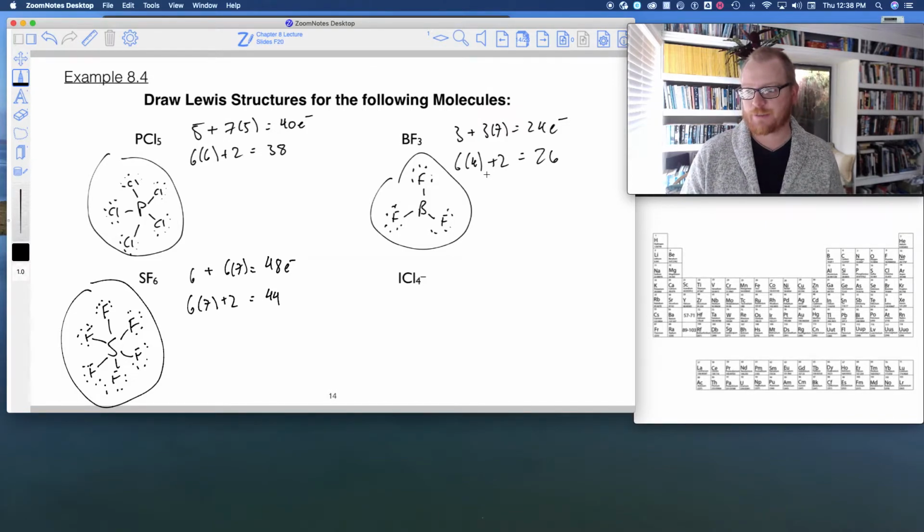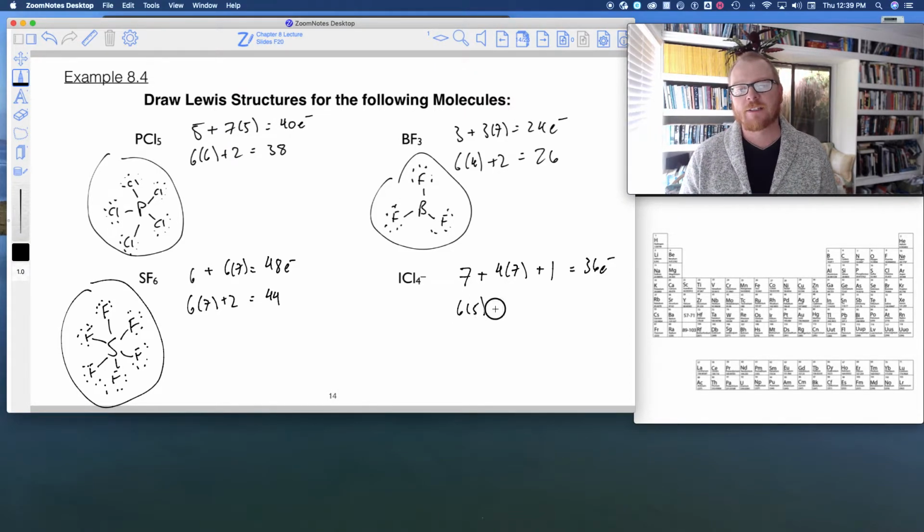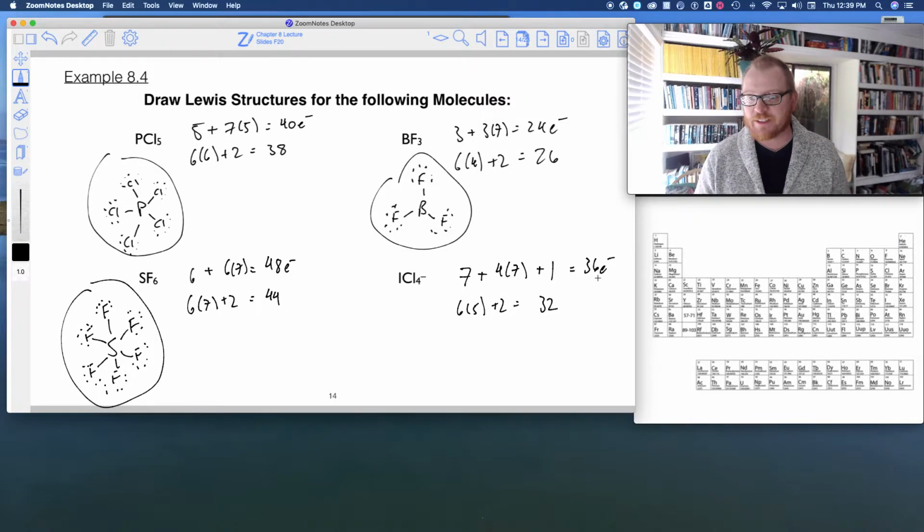Okay, so this one's interesting. ICl4 minus, okay? So iodine has 7 valence electrons. Each chlorine has 7, and there's 4 of them, plus 1 extra electron because of the minus charge, right? And so that gives me 7 times 4 is 28. So that gives me 36 valence electrons that I've got to spread around. So there's 5 non-hydrogen atoms. 6 times 5 plus 2 gives me 32. Okay, so now this one's interesting because you can see it's also less by 4, just like this one.